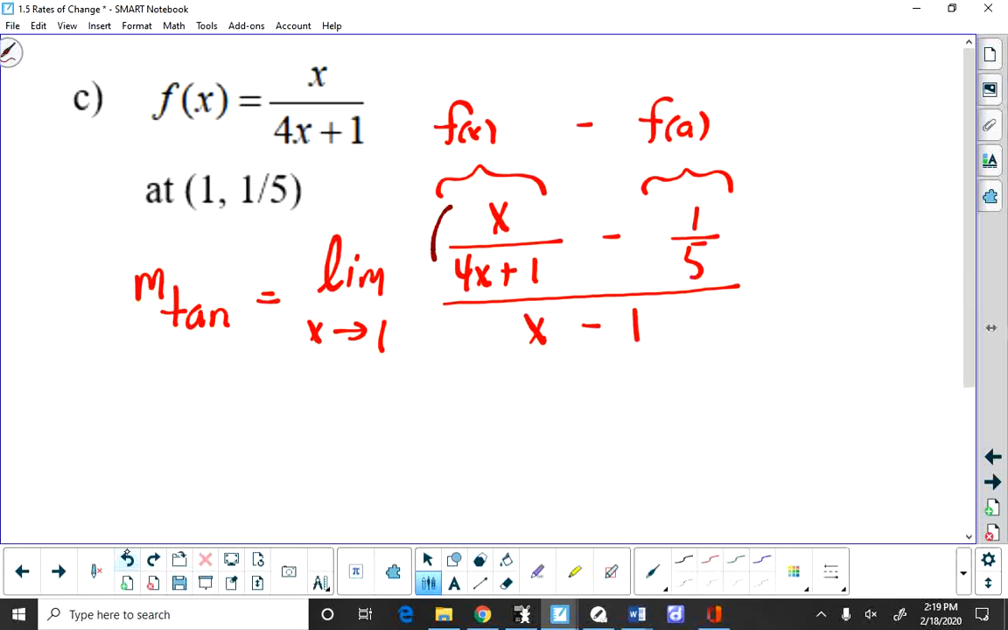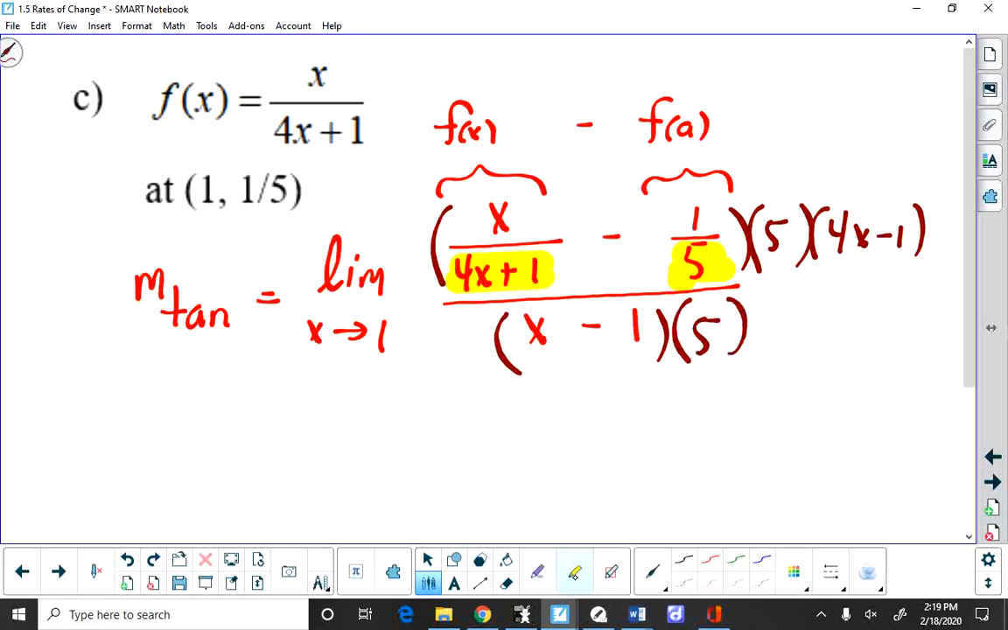Now I need to, well, I don't need to, but it's going to make my life a lot easier if I can eliminate this denominator and this denominator. I can do so by multiplying the numerator of the whole thing by 5 and by 4x minus 1. But if I do that, I have to multiply the denominator of the whole thing plus 1 by both of those as well.